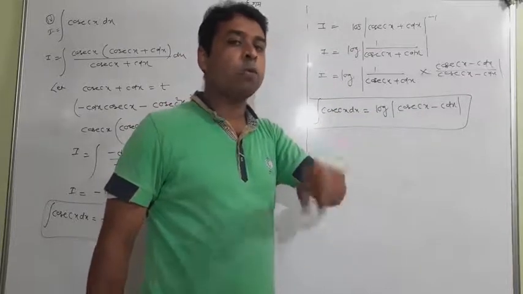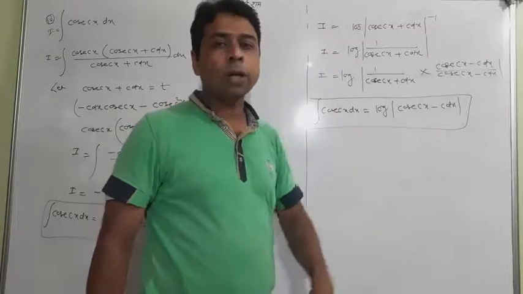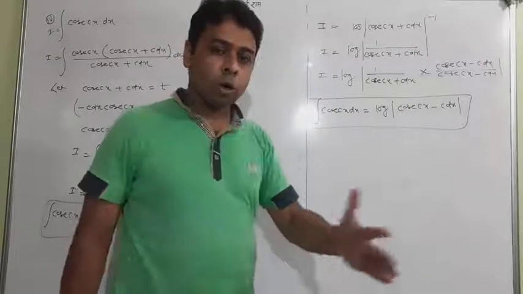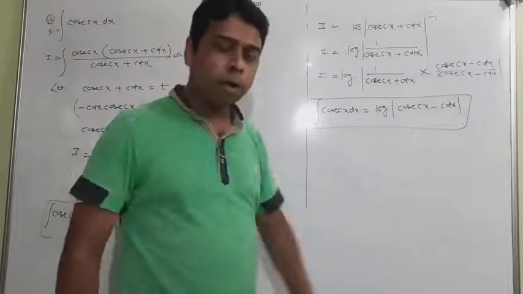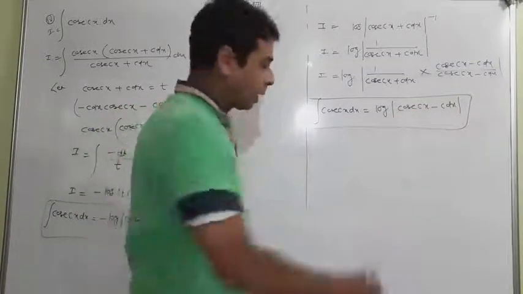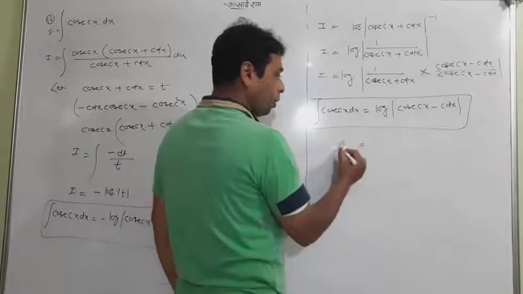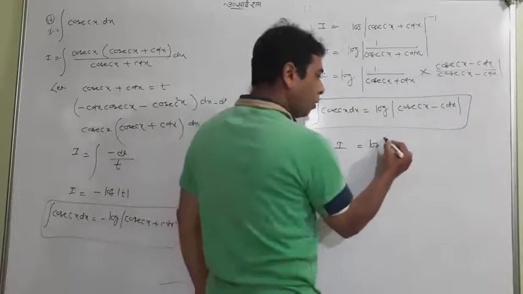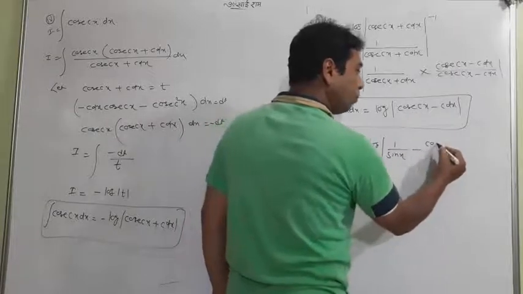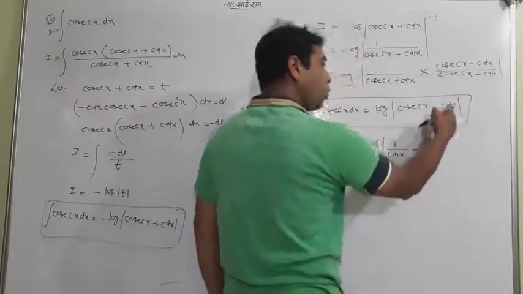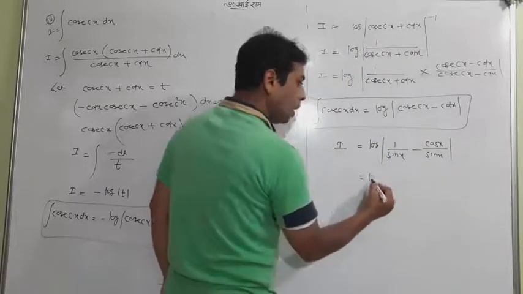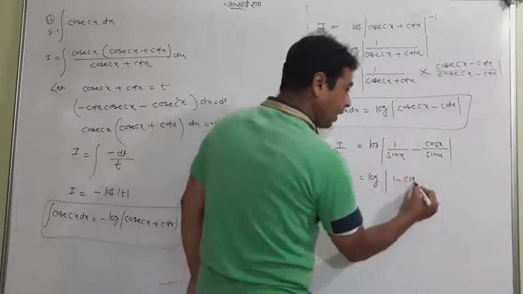Let me tell you another formula for the integration of cosec x. So for the integration of cosec x, we have seen two formulas. One more you can see after solving that. Look at this, it is a log. Now cosec x, write 1 by sin x. Simplify that more and more. This cot will be written cos x by sin x. Now take an LCM.